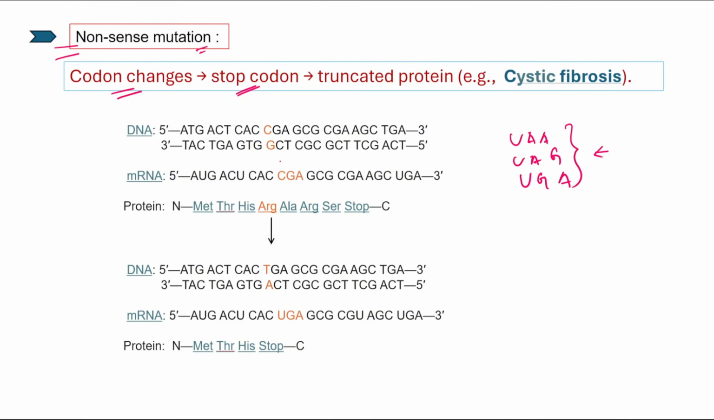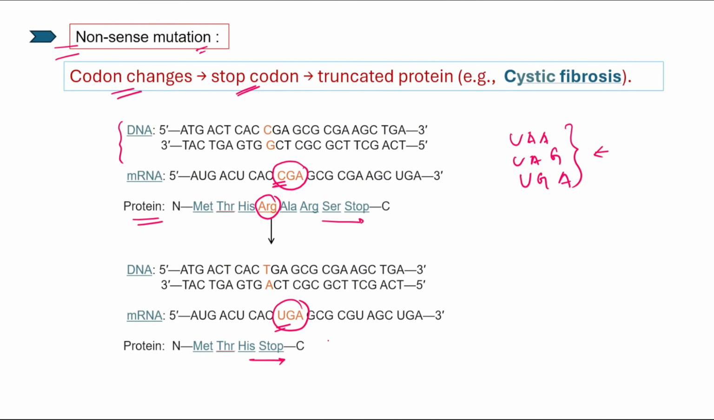Here is the example where this is the normal sequence, where the normal protein is produced. After the nonsense mutation, the CGA changes into UGA, where C changes into U, and this CGA codes for the amino acid arginine. After nonsense mutation, this CGA transforms into UGA that codes for the stop codon. Here the protein length is shortened, that is called a truncated protein. So here is the normal protein length, and after nonsense mutation, the protein length is shortened.